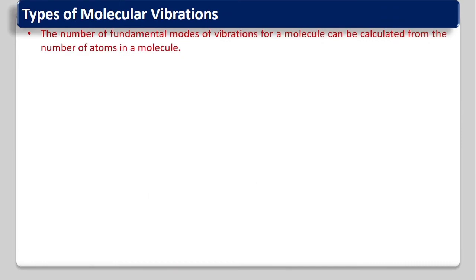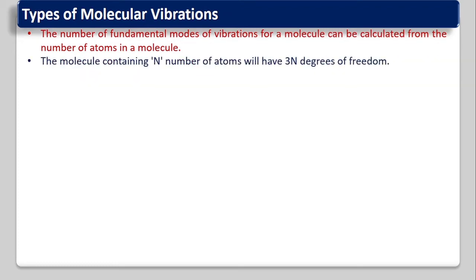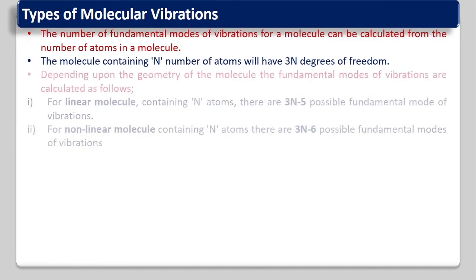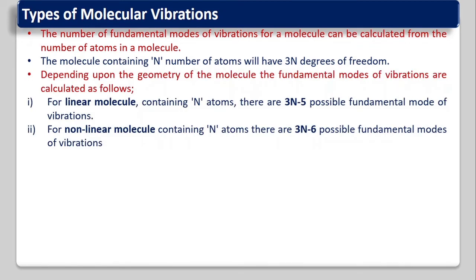The number of fundamental modes of vibrations for a molecule can be calculated from the number of atoms in the molecule. As we have seen earlier, the number of fundamental modes of vibrations depends upon how many atoms are present in the molecule and what the geometry of the molecule is. So if you know both these things, we can calculate the fundamental modes of vibrations. A molecule containing n atoms will have 3n degrees of freedom. Depending upon the geometry of the molecule, the fundamental modes of vibrations are calculated as follows.